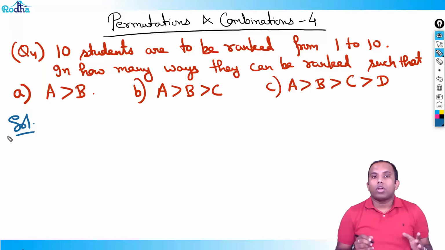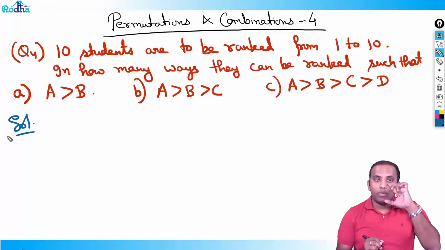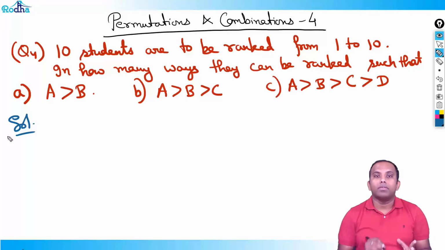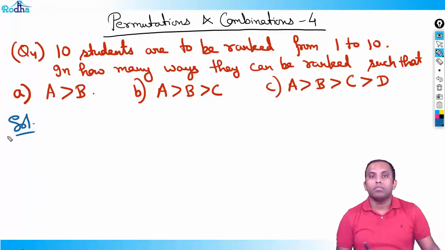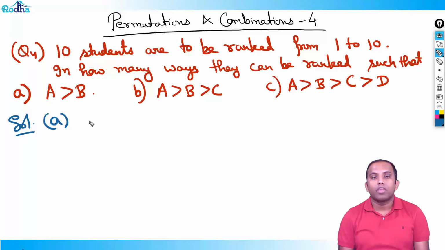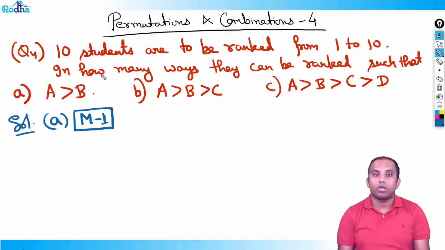10 students are to be ranked from 1 to 10. In how many ways can they be ranked such that A is greater than B? That means A is always ranked above B. So let's say A and B are 2 students among those 10 people, right? In how many ways can they be ranked such that A is greater than B? First part we'll do in 2 methods, right? The concepts of both the methods are very important. The answer will obviously be the same, but the concepts are very, very important.